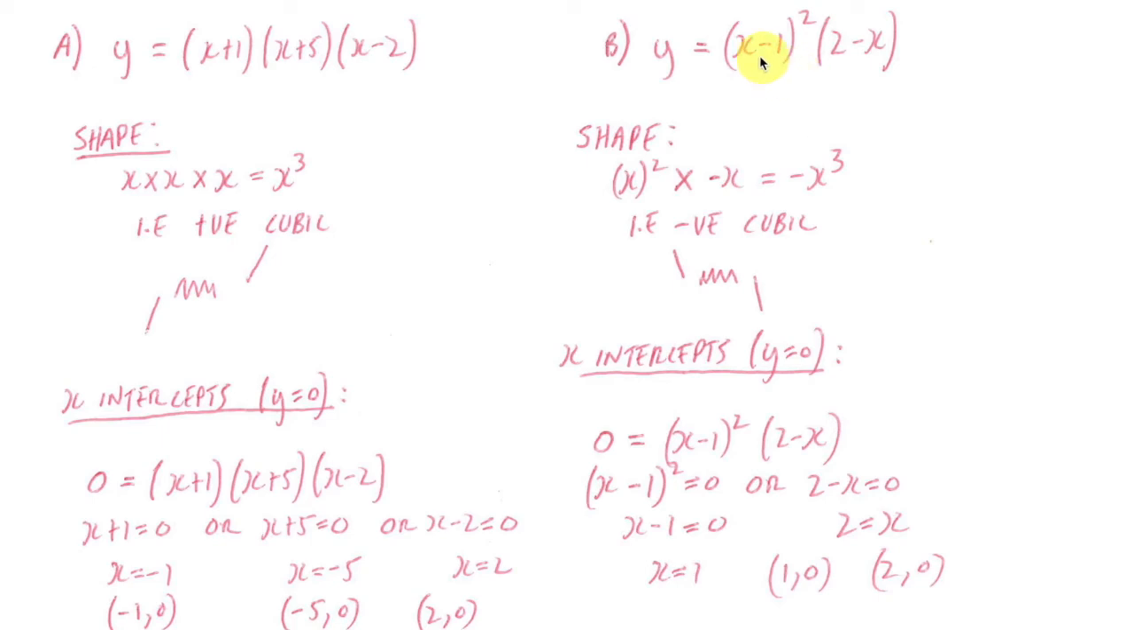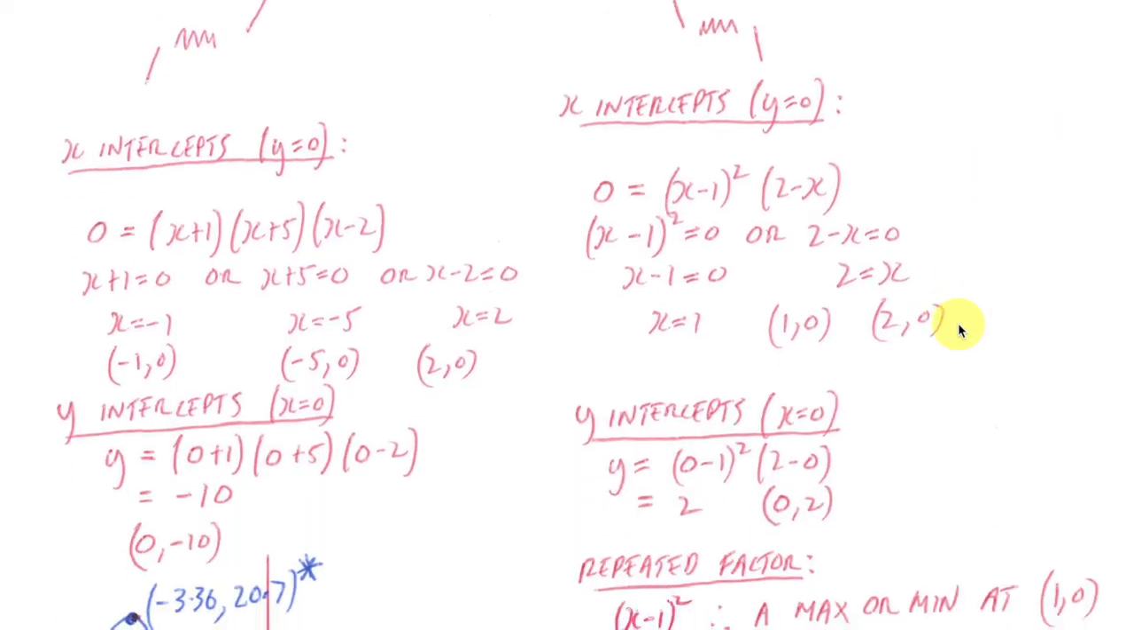So for B here, I've got x minus 1 squared multiplied by 2 minus x. So the basic shape, I'm going to have x squared multiplied by a negative x to give me a negative cubic. So what's that going to look like? It's going to go down towards the right, something's going to happen, and then it's going to continue to go down towards the right. For my x-intercepts, let's just make y equaling 0, and so I'll end up with x equaling 1 or x equaling 2.